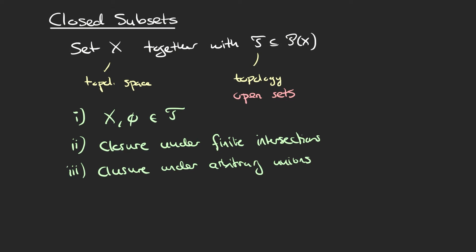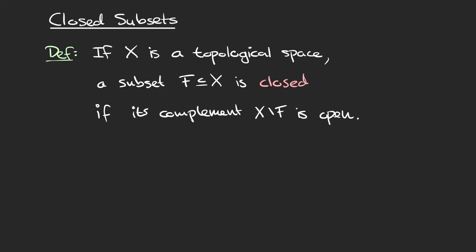With that brief review out of the way, let's turn to what we're actually going to be talking about in this video, which is the counterpart to open sets, which are called closed sets. So the definition of a closed subset is as follows. If X is a topological space, then we call a subset of X closed if its complement is open. Another way of phrasing this in terms of the topology T would be to say that a subset is closed if its complement is contained in the topology T.